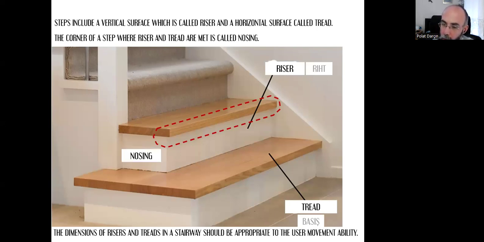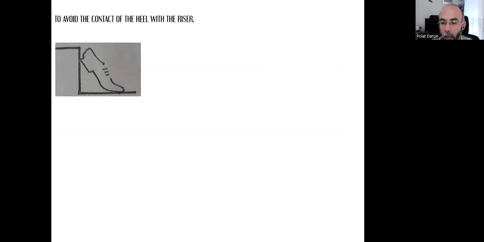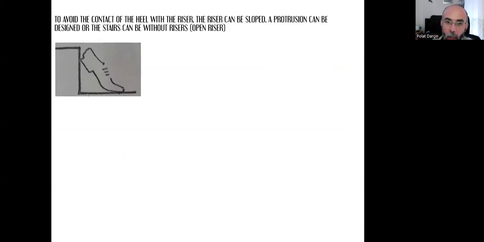The dimensions of risers and treads in a stairway should be appropriate to the user's movement ability. We need to make proper decisions so that users can take the stairs without a risk, without falling down. To avoid the contact of the heel with the riser, when we are stepping down, going downstairs, our feet will move like that, and the heel may touch the corner, that nosing part, and that can create a risk of falling down.